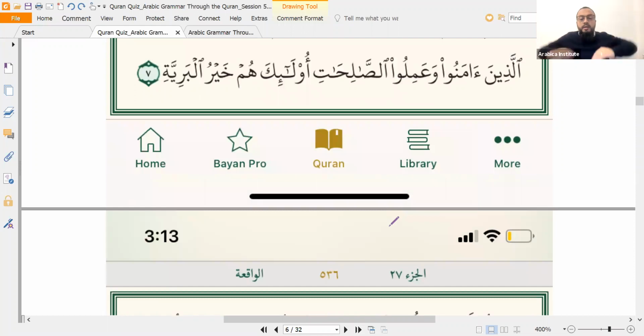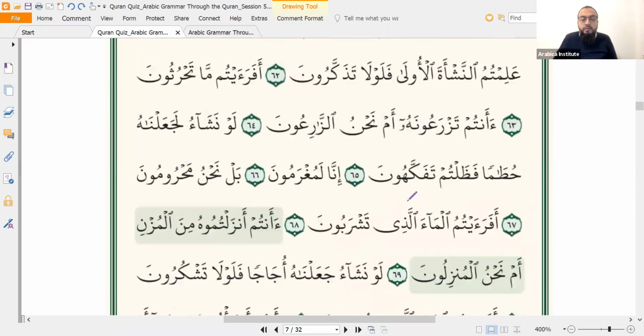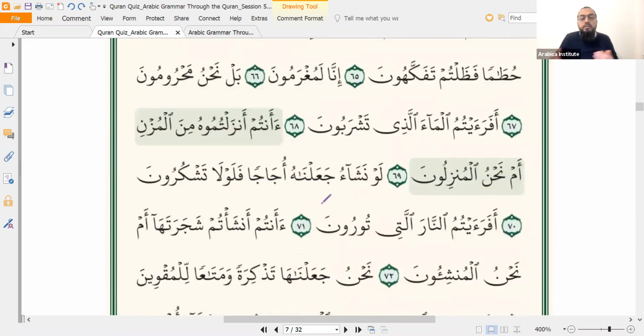Tanazzal, of course, means to descend. Nazzala, form 2, means to make something else descend, make something else come down. So form 5 generally gives you the reflexive of form 2. It's useful to learn some of the relationships that I've explained in the notes. The form 5 gives you the reflexive of form 2. أأنتم أنزلتموه من المزن. What do you notice here that we learned today?